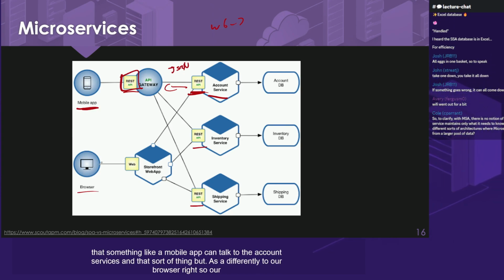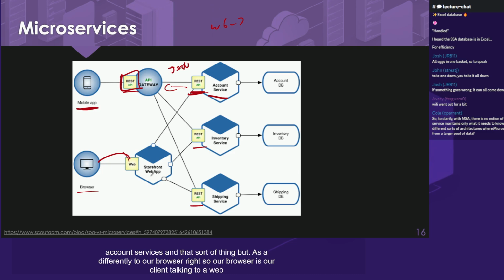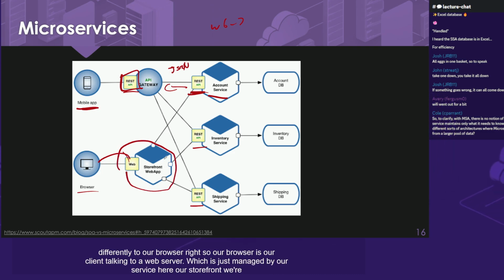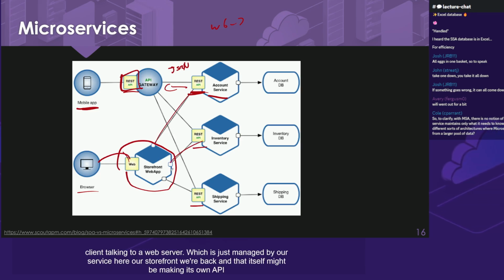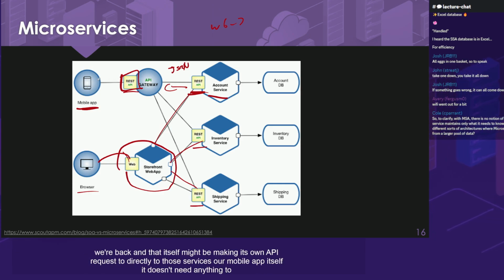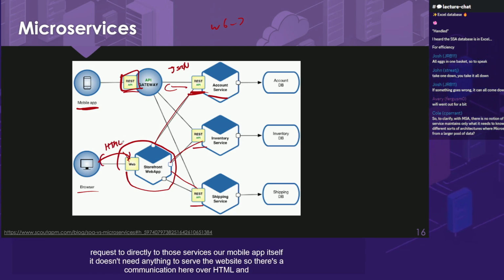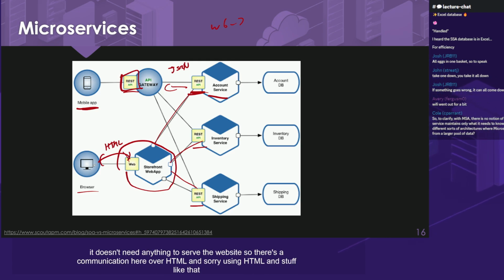So our browser is our client talking to a web server, which is just managed by our service here, our storefront web app. And that itself might be making its own API requests directly to those services. Our mobile app itself doesn't need anything to serve the website. So there's a communication here using HTML that gets served to our browser. Our mobile app itself has all the client stuff already downloaded on it. But it is still making requests, just that we might abstract that away using an API gateway, right?